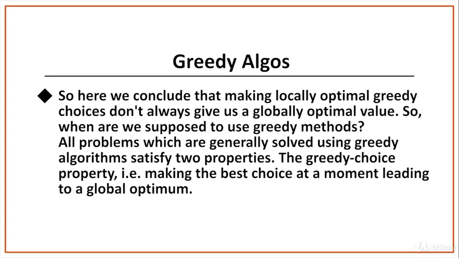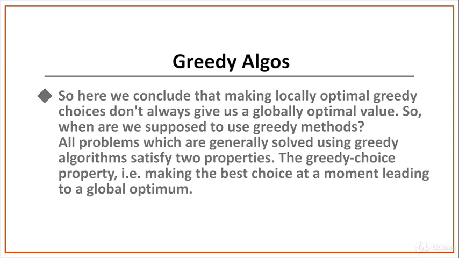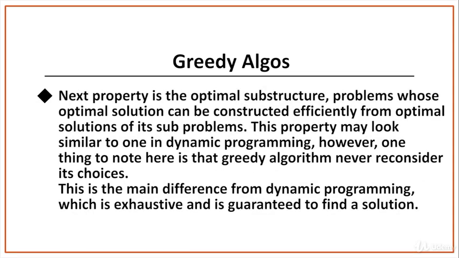So when are we supposed to use greedy methods? All problems which are generally solved using greedy algorithms satisfy 2 properties. The greedy choice property, that is, making the best choice at a moment leads to a global optimum. The next property is optimal substructure: problems whose optimal solution can be constructed efficiently from optimal solutions of its subproblems.